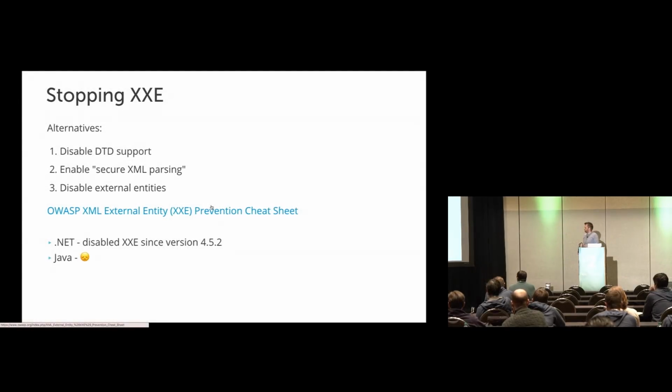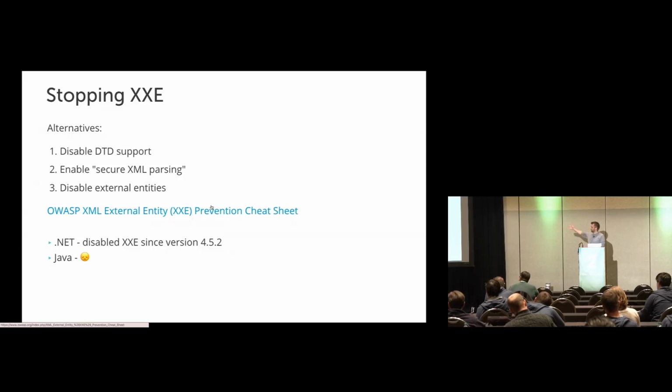So how do we stop it? Well, there are a few alternatives. We could disable DTD support, so you can't define these entities at the top of the XML. That's the first thing that we want to do. Some frameworks have this feature called secure XML parsing, which will basically do the same thing. And then we can also disable external entities. There are a lot of different ways.